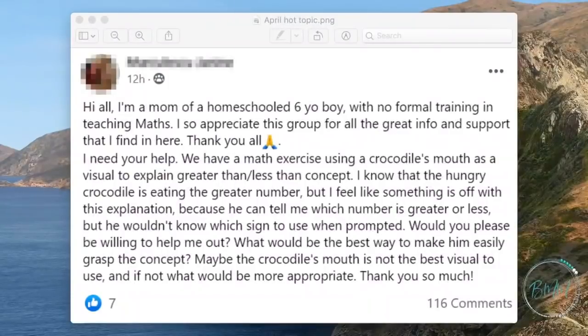I know that the hungry crocodile is eating the greater number, but I feel like something is off with this explanation because he can tell me which number is greater or less, but he wouldn't know which sign to use when prompted. Would you please be willing to help me out, and what would be the best way to make him easily grasp the concept? Maybe the crocodile's mouth is not the best visual to use, and if not, what would be more appropriate?